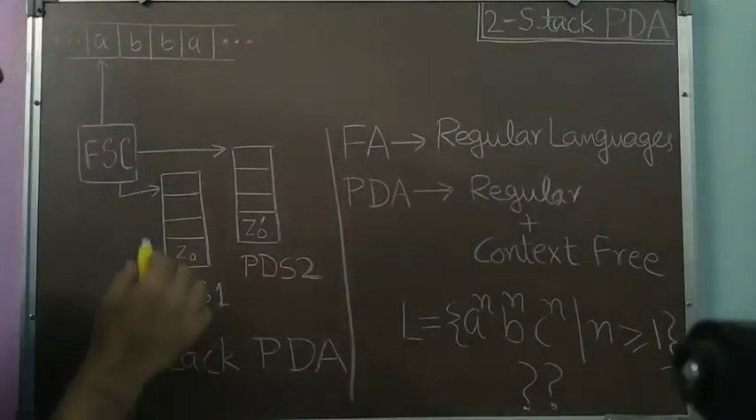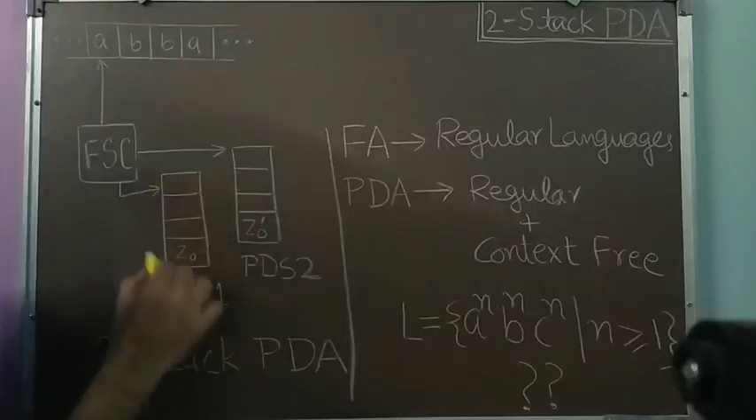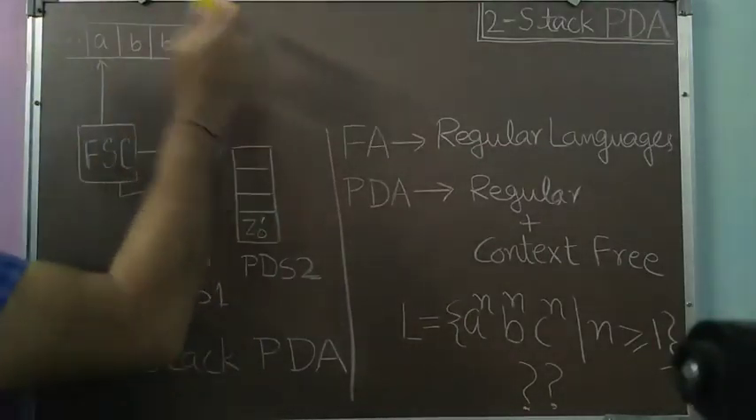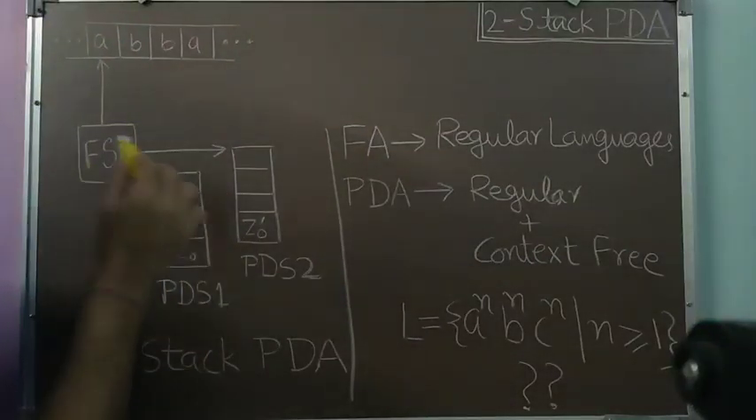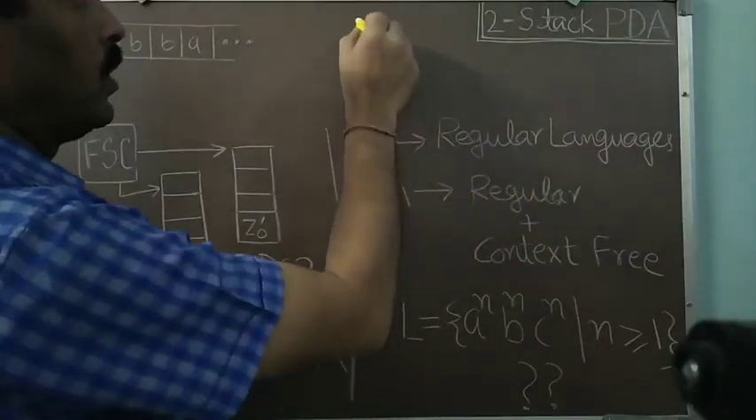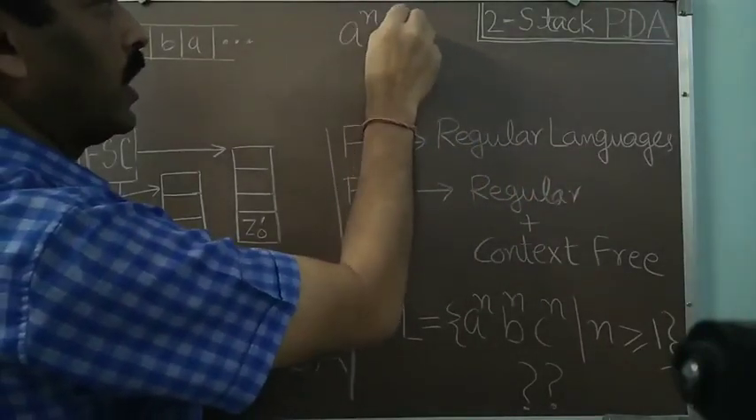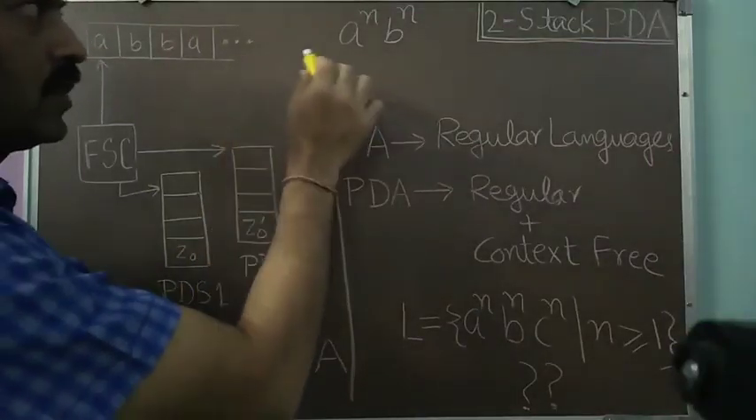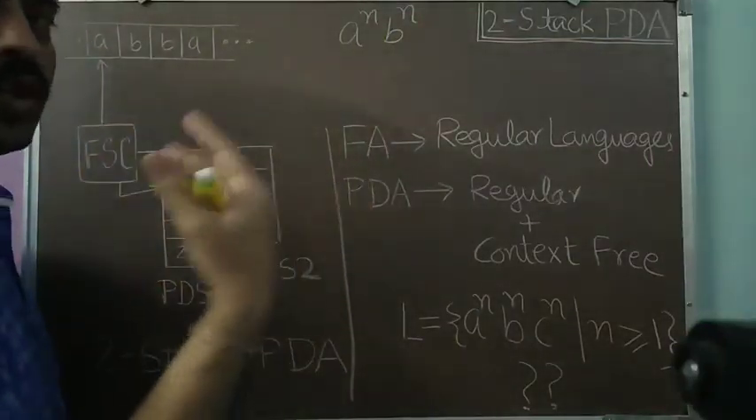Then we added a PDS, a push down store, to our finite state system. Then it becomes a PDA. And we have already seen that our FA were not able to recognize the languages of the form a to the power n, b to the power n, means the languages where we have to match two quantities.